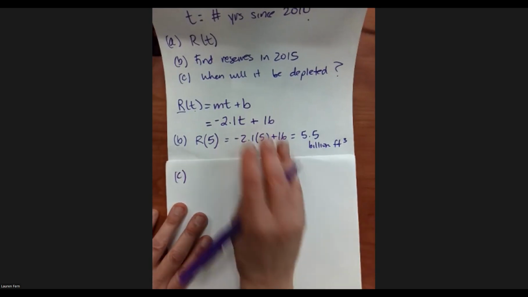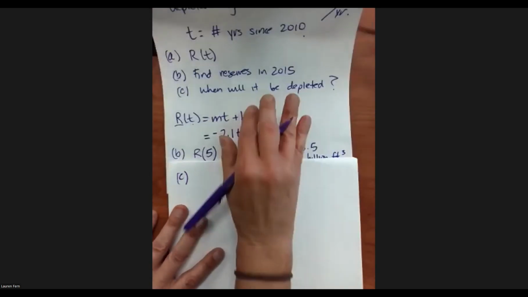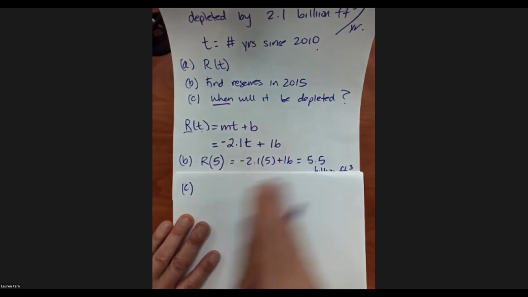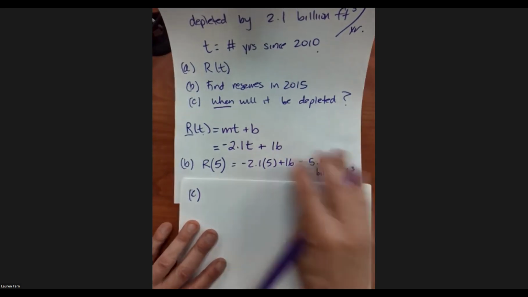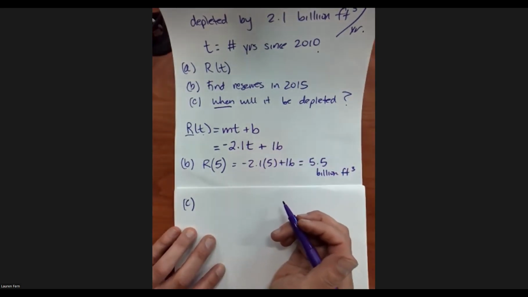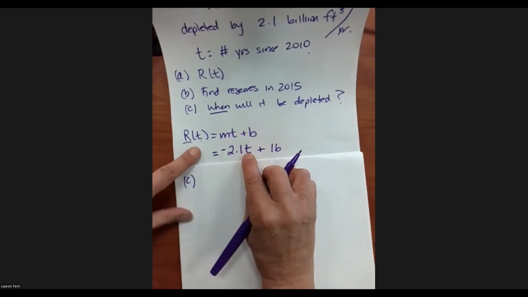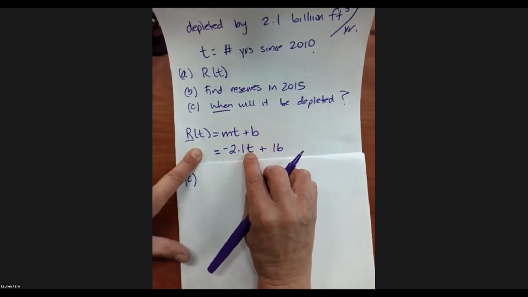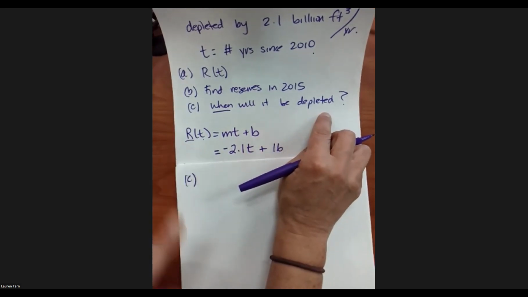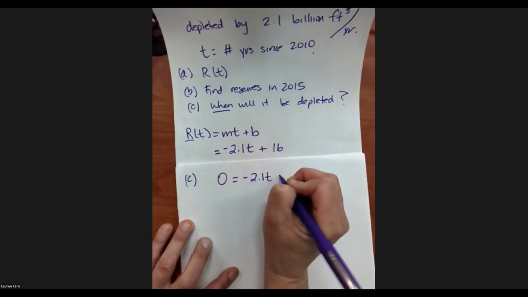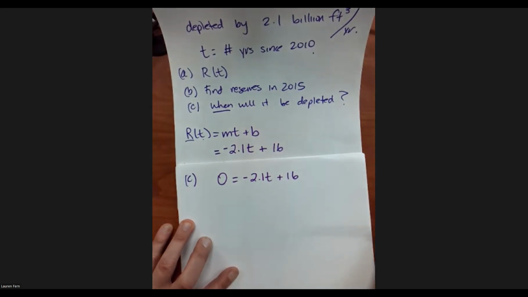So now what we want to do is the last part. When will it be depleted? Notice we're asking when. What does that mean that we're looking for? The T value. Okay, well, we want to find T, so we better know R. What is R if it's depleted? It's nothing. Does that make sense? Okay, can we solve this?